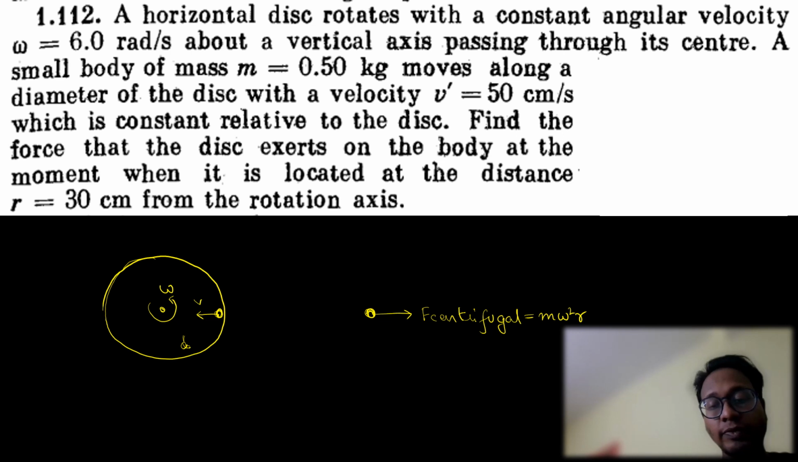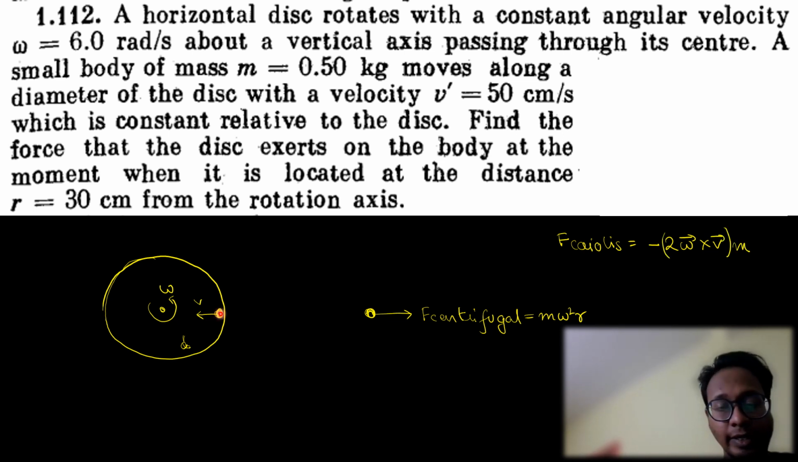What is the direction of Coriolis force? See, F Coriolis is nothing but minus 2 omega cross v into m. v is in this direction, omega is towards you. If you use the right hand three finger rule, omega towards you, v in this direction, the direction of 2 omega cross v comes in the downward direction, and minus of the downward direction is nothing but the upward direction. So the Coriolis force would be in the upward direction, and the magnitude is 2 omega v into m.